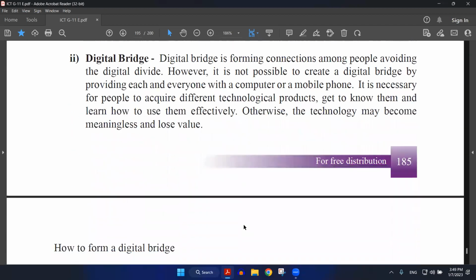So when there is a digital divide, we should try to bridge that gap, right? Or fill that gap. When we need to fill it, we have to find out what solutions we can give to bridge this gap, right? So the digital bridge is the one which minimizes the gap between the digital divides, right?